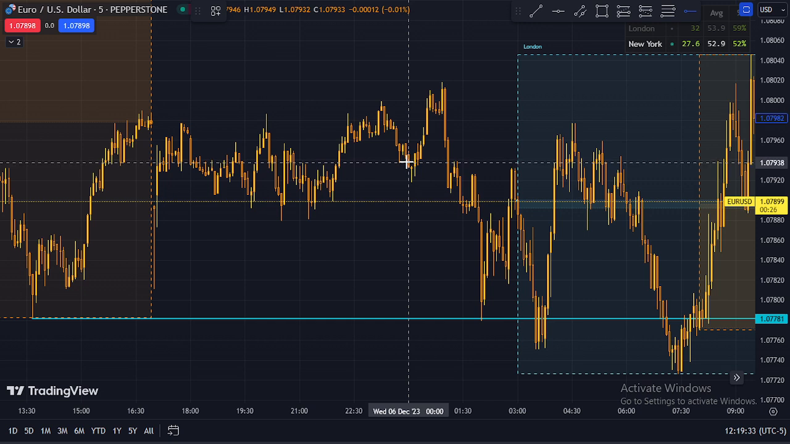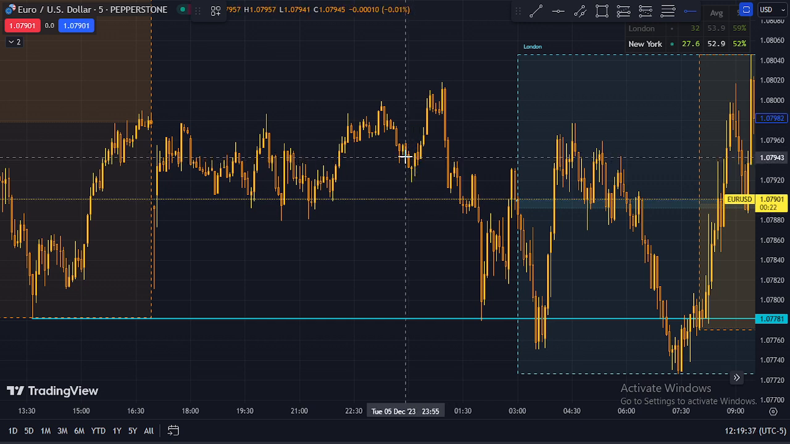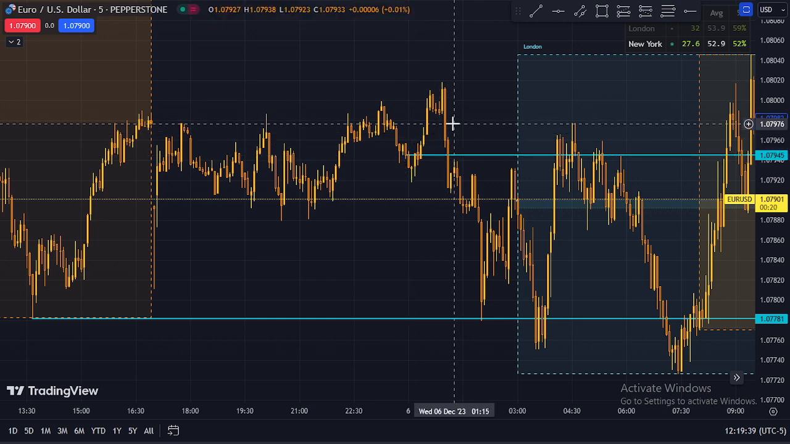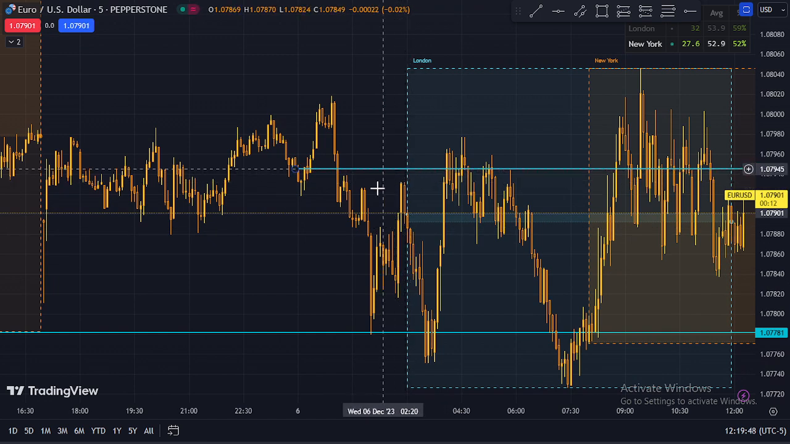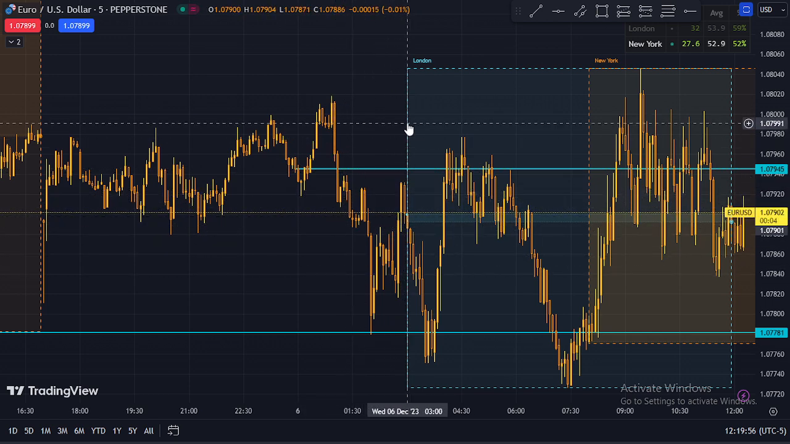Always make sure to note the midnight opening price, which is that. So if you mark it like that, you would short the market close or above the midnight opening price. So this is a premium array.